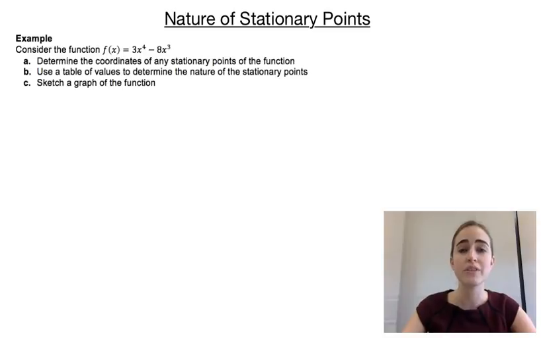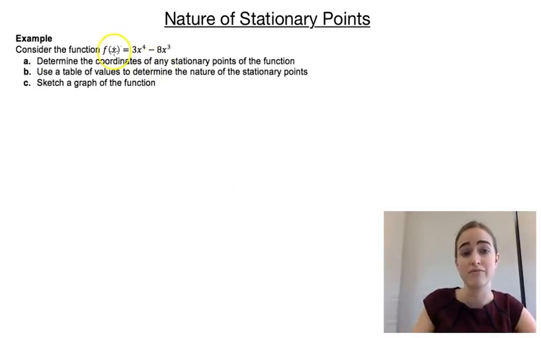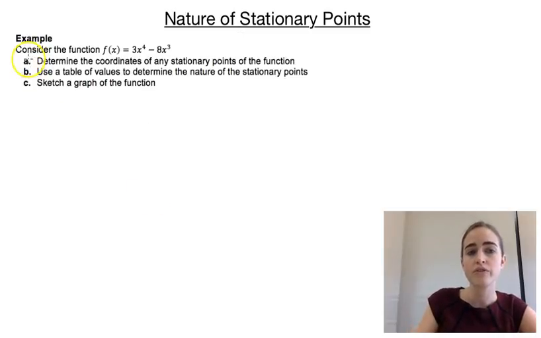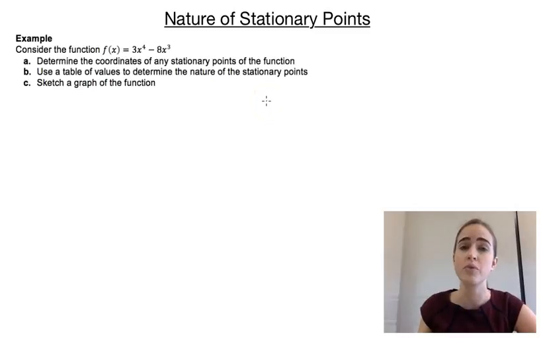Now we can determine the nature of stationary points of a function if we've got a graph just from looking at it. But often we won't be given the graph, we'll be given the function itself. So for example, we've got the function f of x equals 3x to the power of 4 minus 8x cubed. And we're asked to determine the nature of the stationary points and then graph that function. So we're going to go through first and figure out where the stationary points are, and then we'll have a look at how we can determine their nature without graphing it.